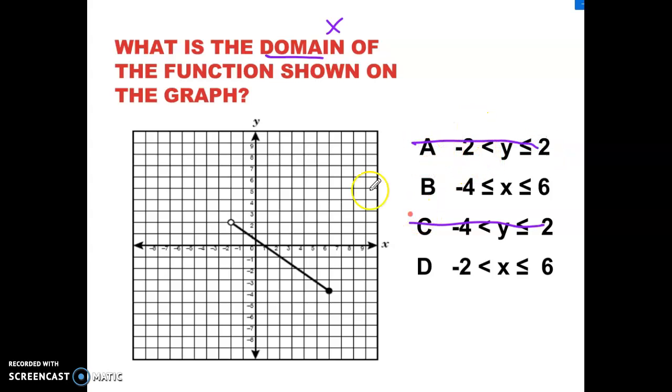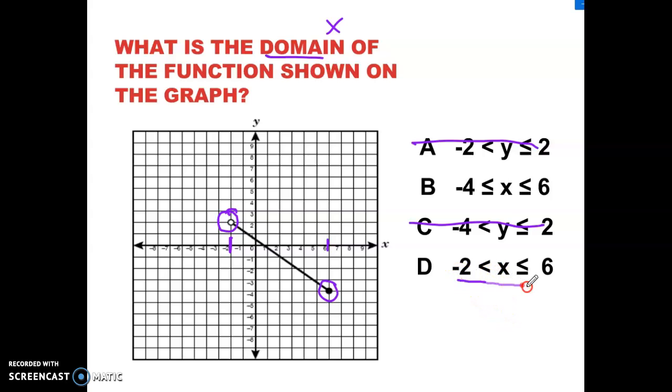Now, one of the catches here is that I'm seeing an open circle right over here on the left-hand side and a closed circle on the right side. So we've got to be careful of that. Looks like the farthest left x value is -2. The farthest right value is 6. So we're going between -2 and 6, but not including the -2.